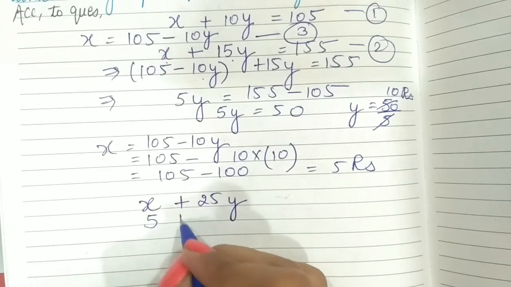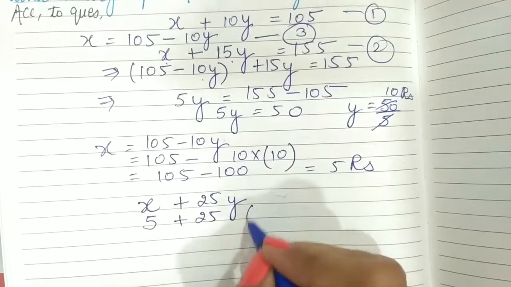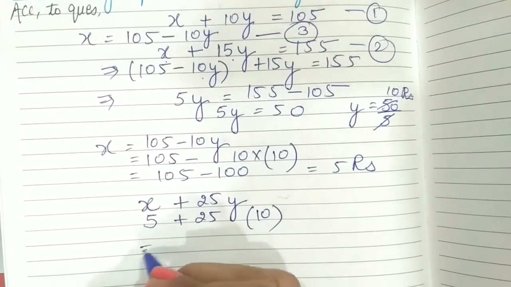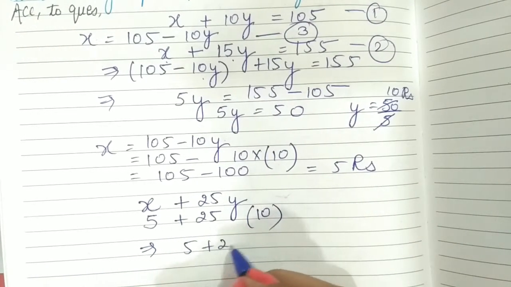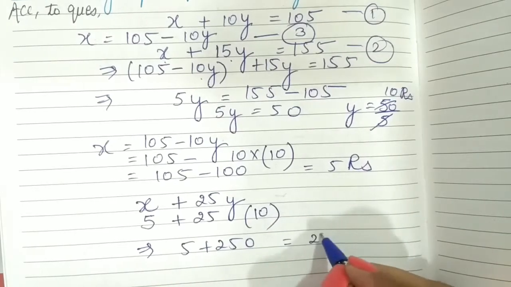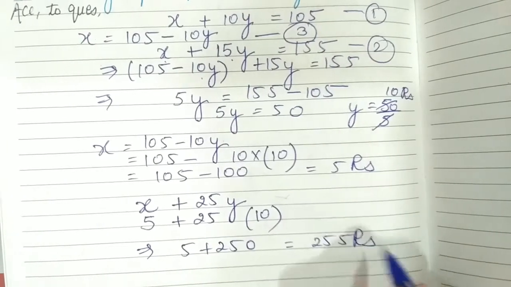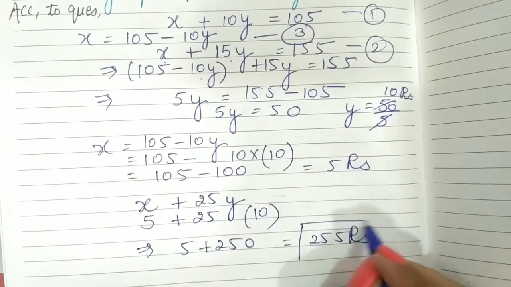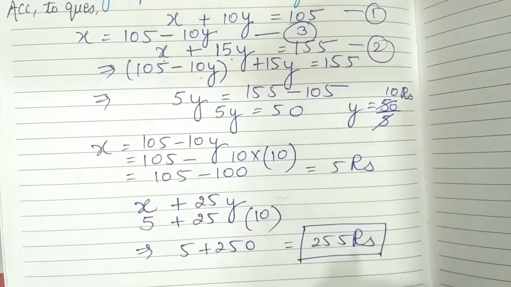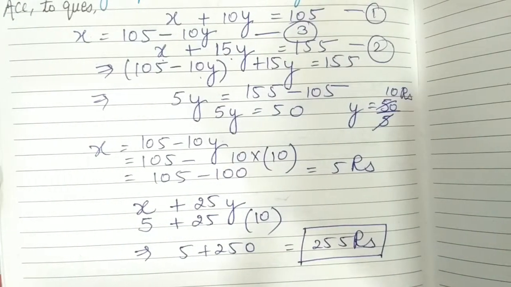X, the value of x was 5 and the value of y was 10. 5 plus 250, that is going to be 255 rupees. So for a distance of 25 km, we have to pay 255 rupees.